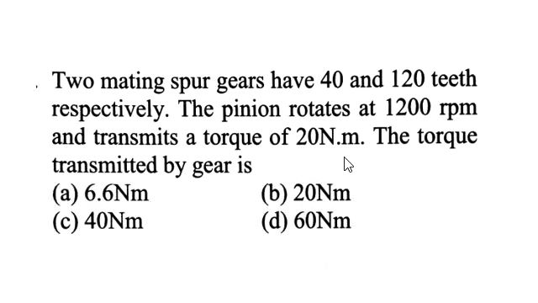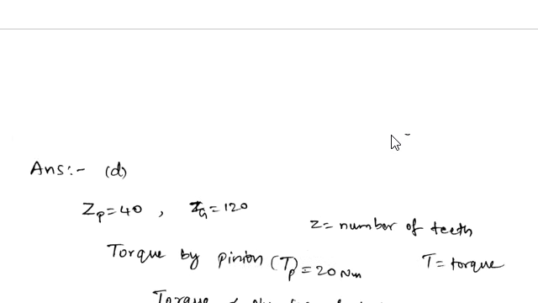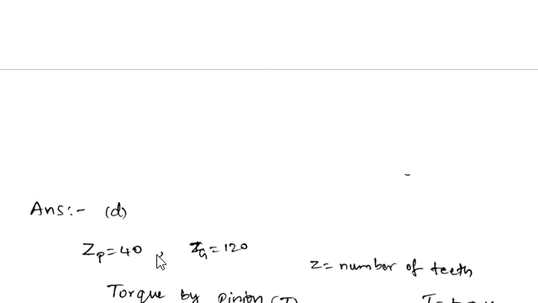And if you see the next question, two mating spur gears have 40 teeth and 120 teeth respectively. The pinion rotates at 1200 rpm and transmits a torque of 20 Newton meter. The torque transmitted by the gear is, and some options are given here, and the right option here is option D, 60 Newton meter. So if you see here, the number of teeth, let us take Z as the symbol for number of teeth.